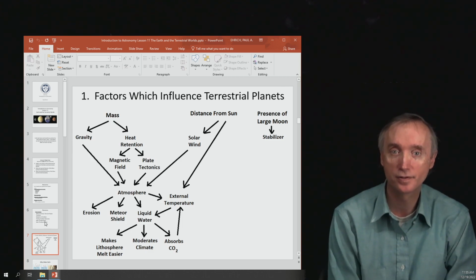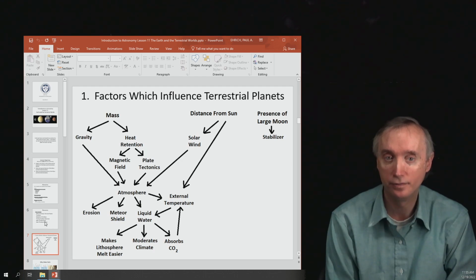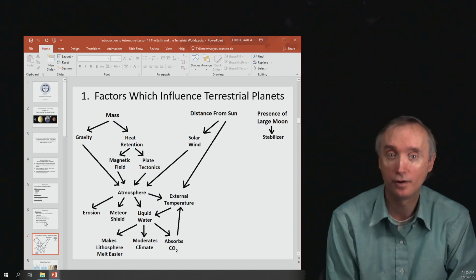And then the distance from the sun, well, that's pretty easy. So the closer you are to the sun, the more solar wind you're going to experience, and then also the temperature is going to be higher.